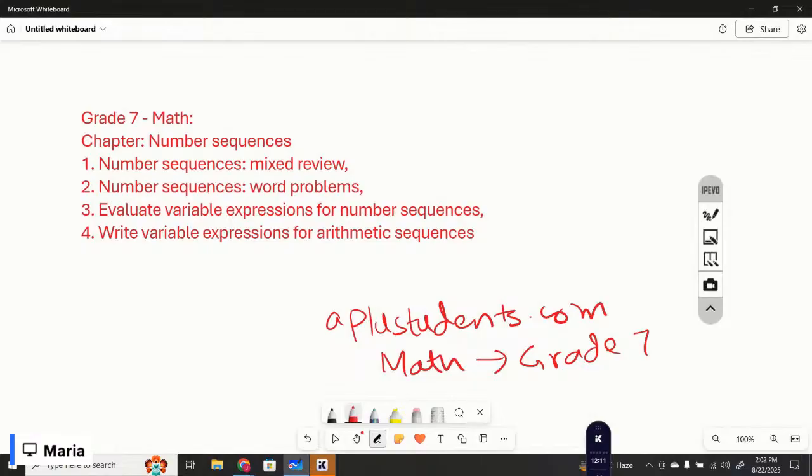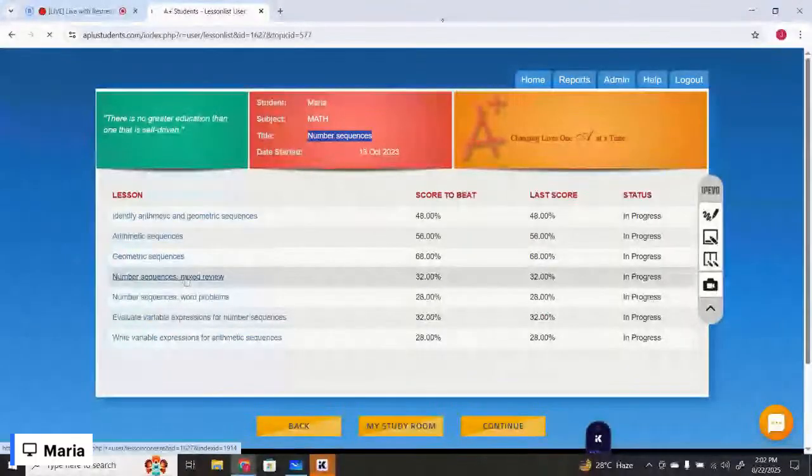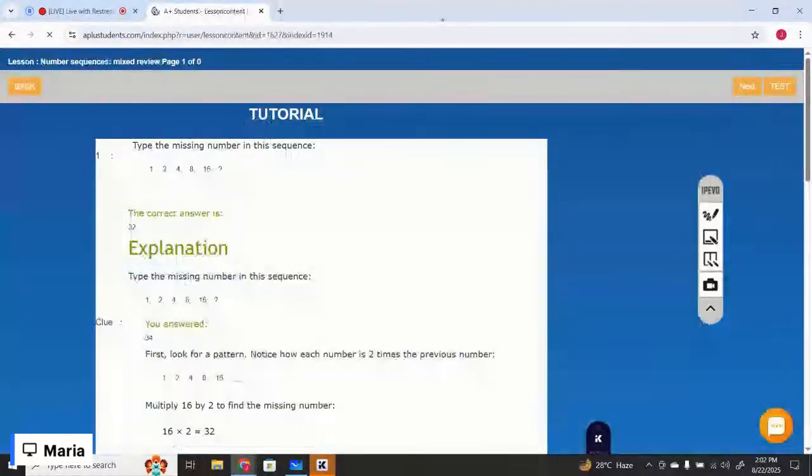That is number sequences mixed review. Here I'm on the lesson. Let's just start the lesson. Type the number sequence. Type the missing number in this sequence.